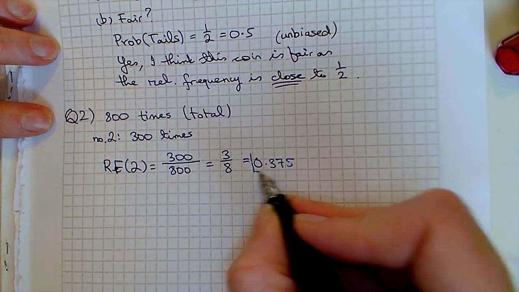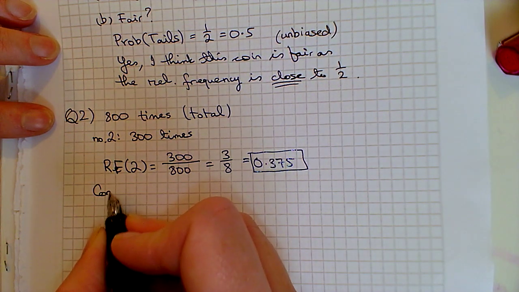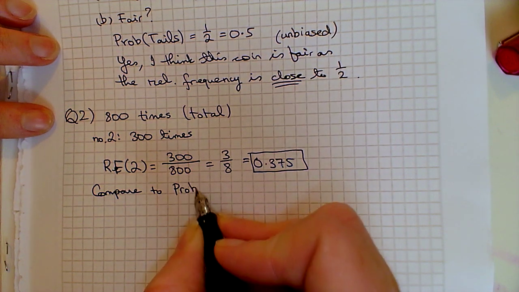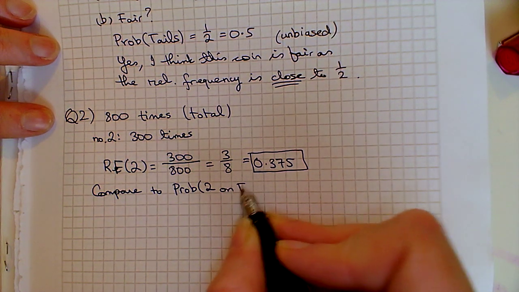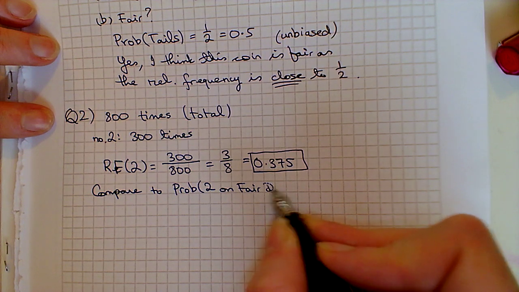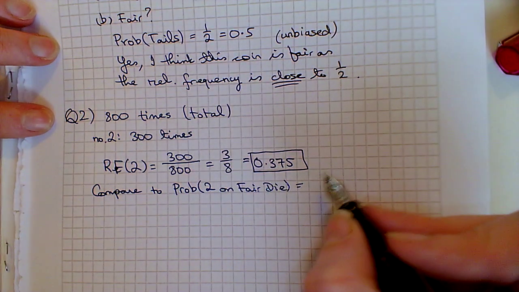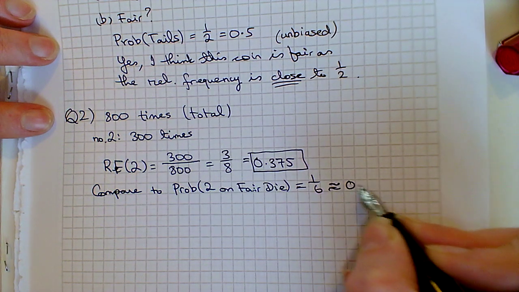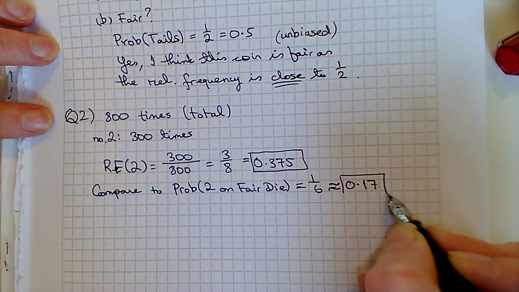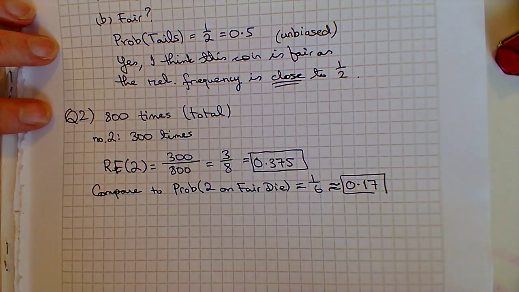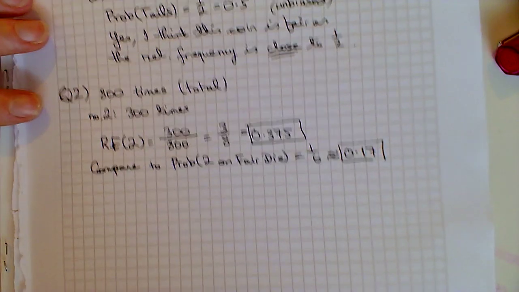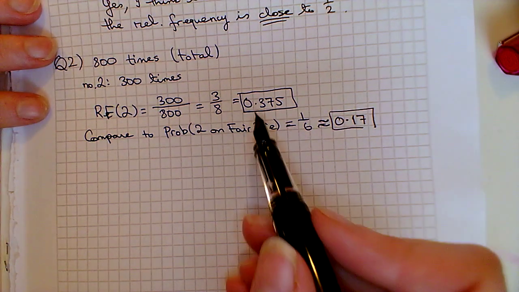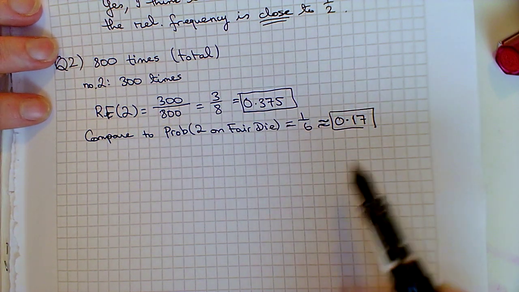And what do we want to compare that to? We need to compare it to the probability of getting 2 on a fair die. The probability of getting 2 on a fair die is 1 in 6, and as a decimal, that's approximately 0.17. So do we think those two numbers are close together? I would hope that you would all conclude that no, they're not close values at all. This is 37% and this is 17%.